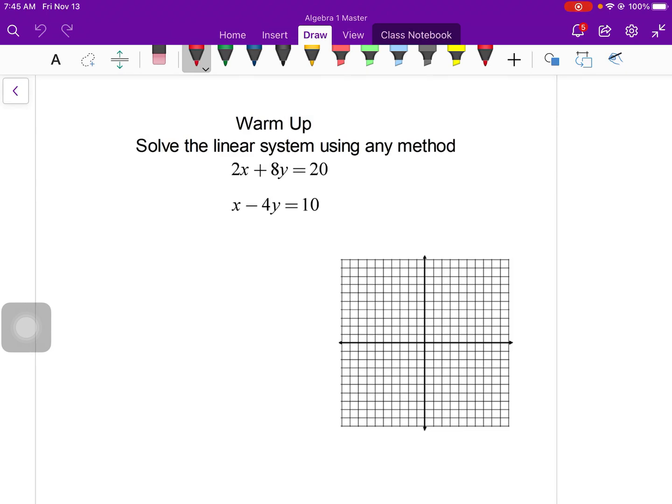Go ahead, pause the video, and solve this system of linear equations. You can use whatever method you want. When you're done, unpause it and see how you did. So you can use any method. I'm going to choose to use the elimination method.